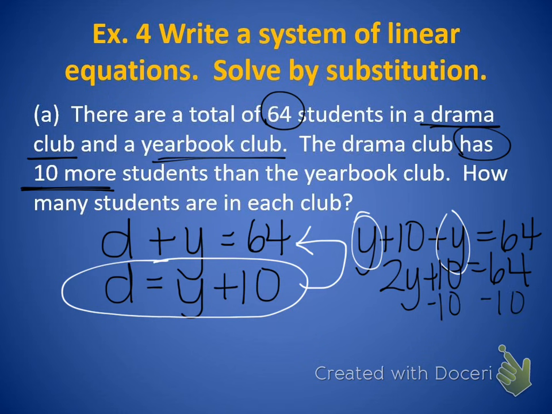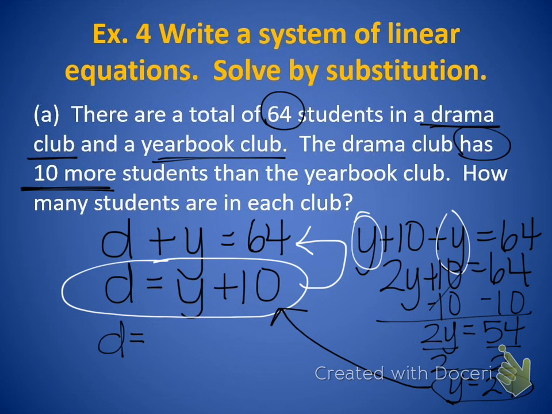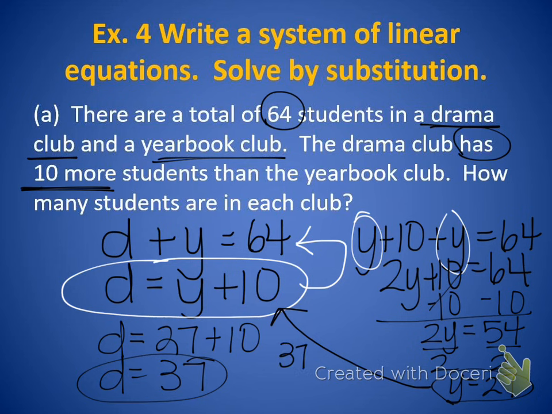I am subtracting 10 from both sides. 2y equals 54, and I am dividing both sides by 2. So y equals 27. That means there are 27 people in the yearbook club. Now I'm going to take that and I'm going to plug it right back into this equation because D is already by itself. So D equals 27 plus 10, which means in the drama club I have 37 students. So my final answer is 37 drama students and 27 yearbook students, or something to that effect.